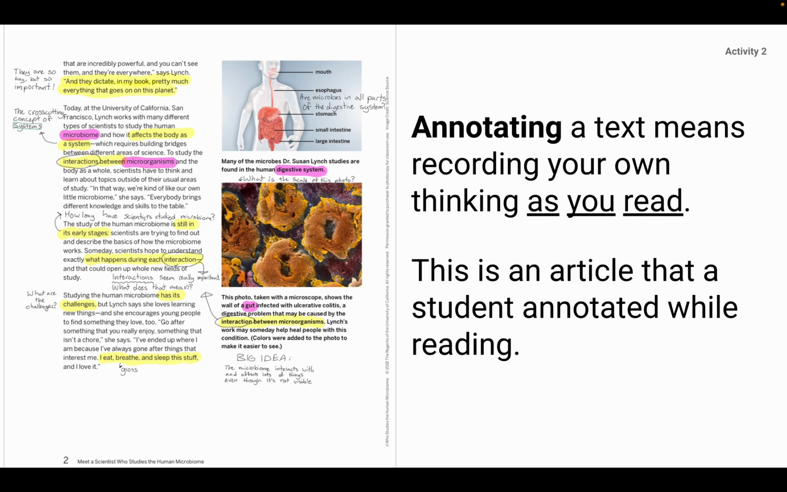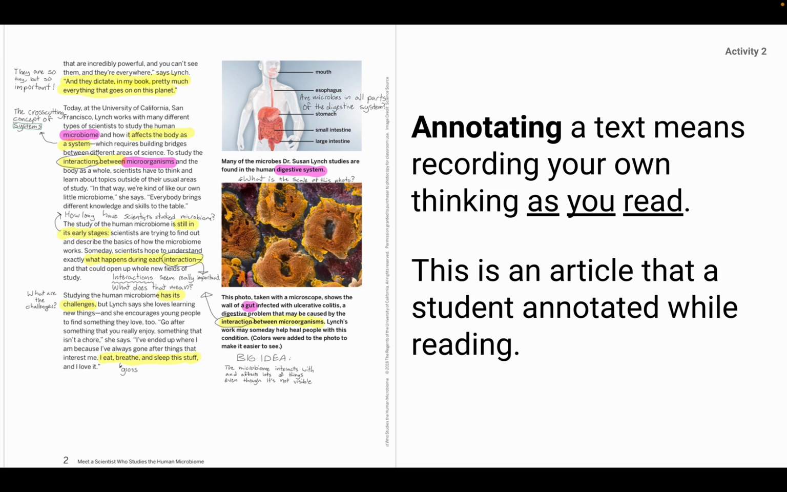It's not complete sentences. It's an immediate stream of consciousness, writing down notes as you read. It's not something where you read and then go back and add notes. It's immediate. Now, this is a skill. It's something that you have to practice. And so that's what we're going to do today.